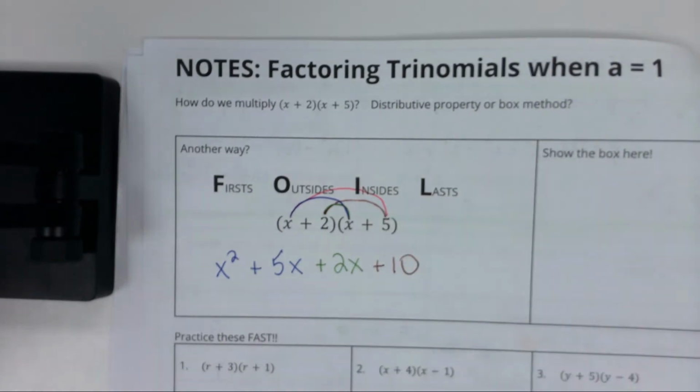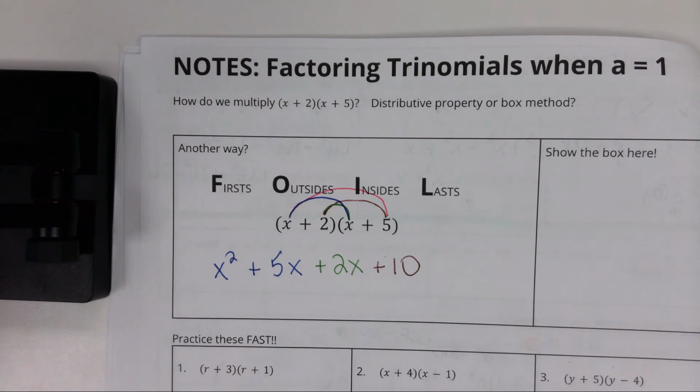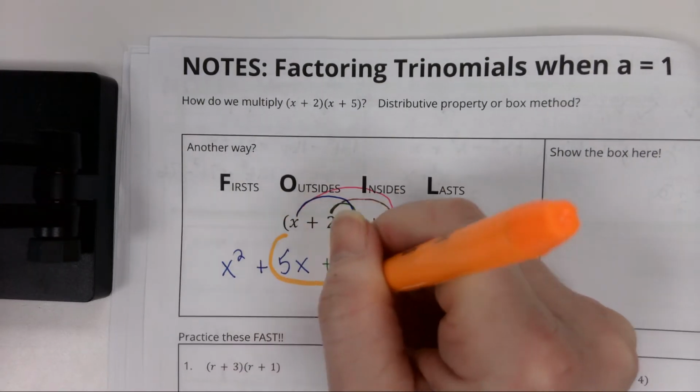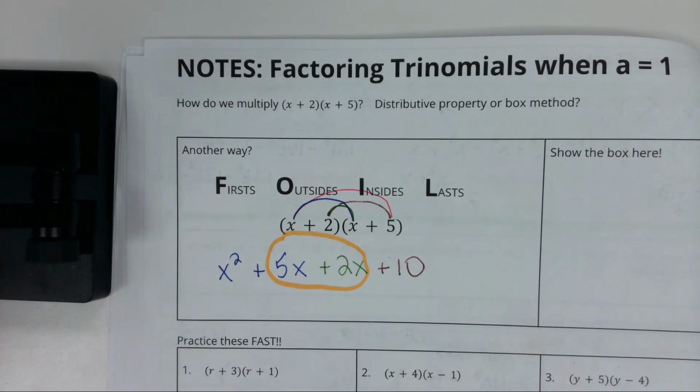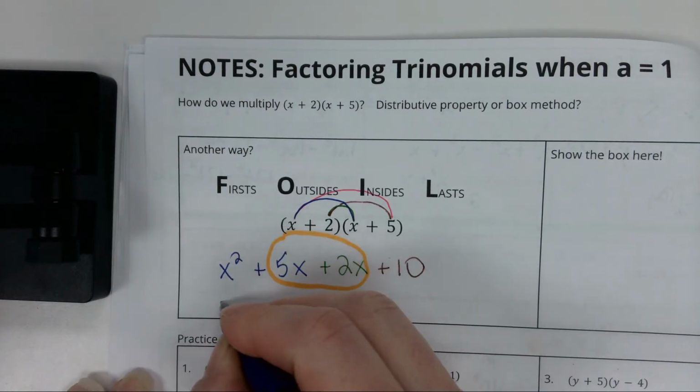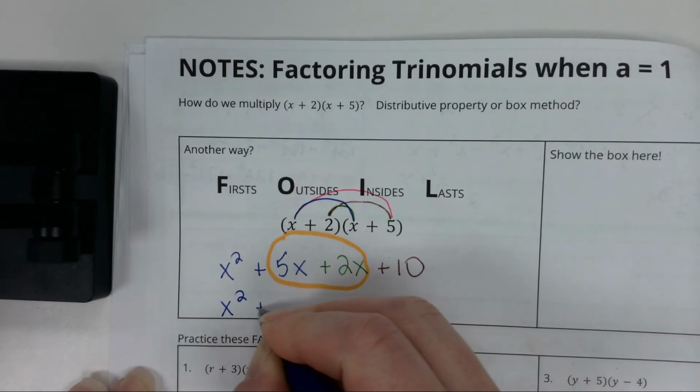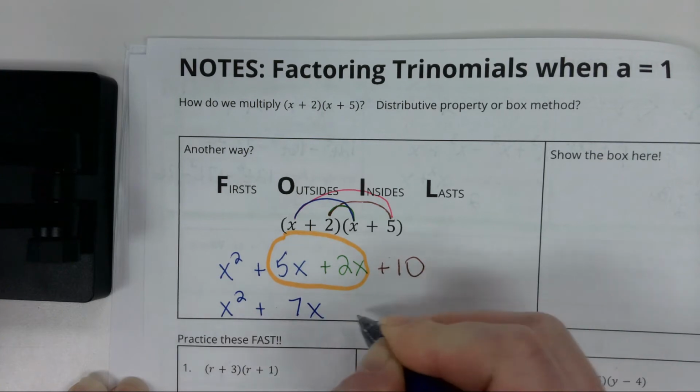Okay. It's not meant to be confusing. It's meant to help you remember to do first, outsides, insides, last. Here's what happens. The outsides and the insides give you these two things. So it's like PEMDAS? Okay? And they are like terms, meaning what can you do with them? You can add them together. That would give me x squared plus 7x plus 10.